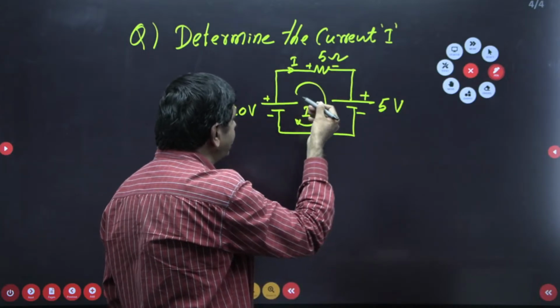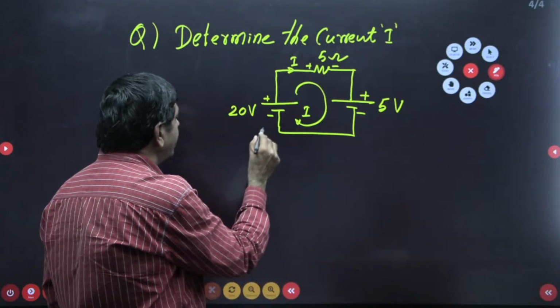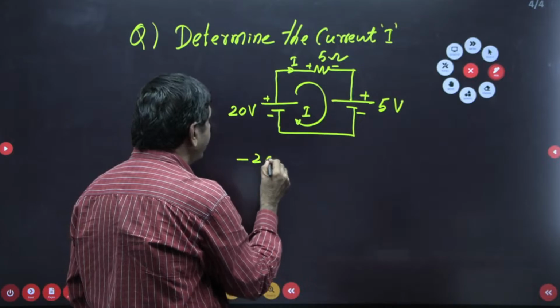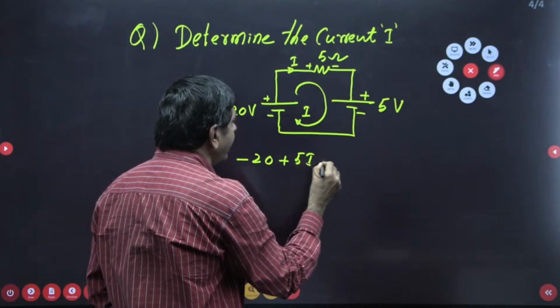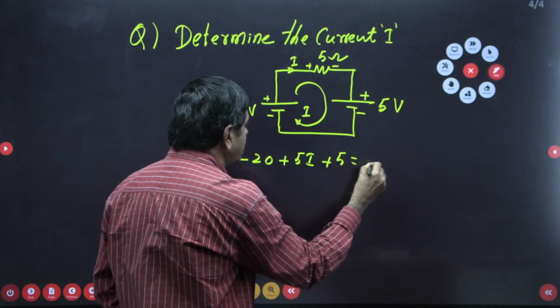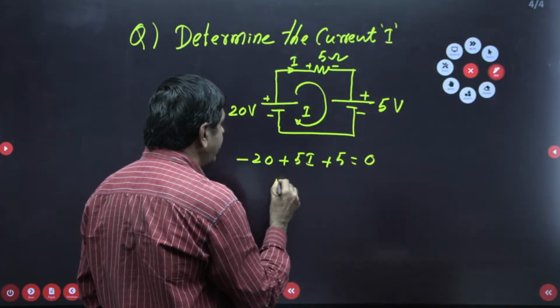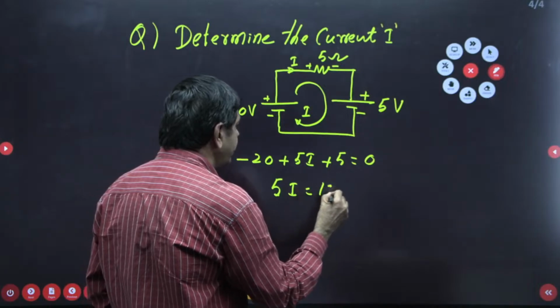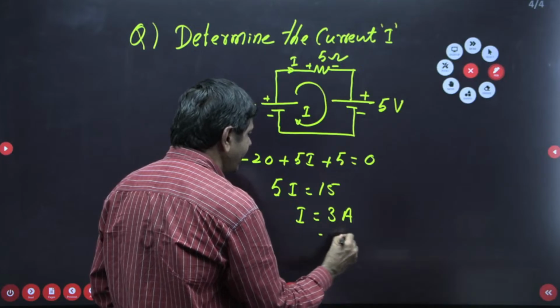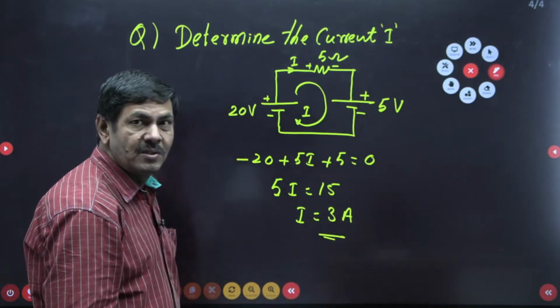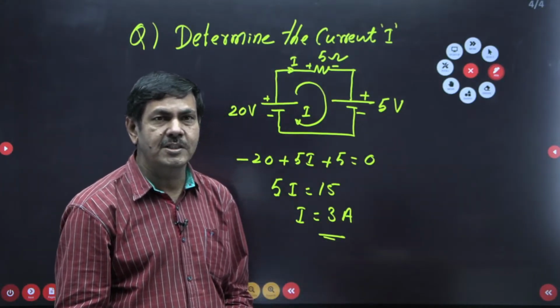Apply the KVL and Ohm's law. Minus 20 here. When you go this side, plus 5 into I, plus 5 equals 0. No doubts. And 5I equals 15, and I is nothing but 3 amperes. Just to know how to apply the KVL, one small problem I gave.